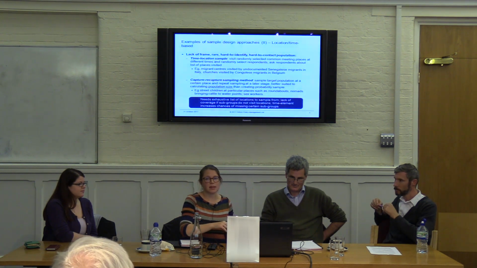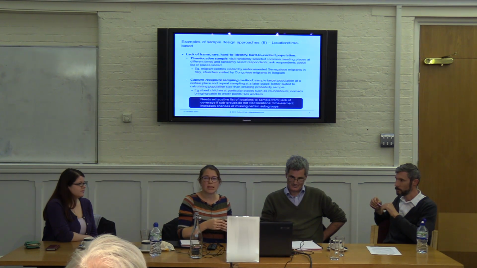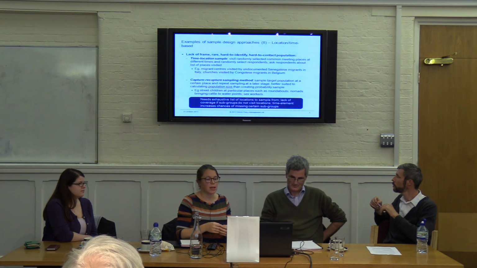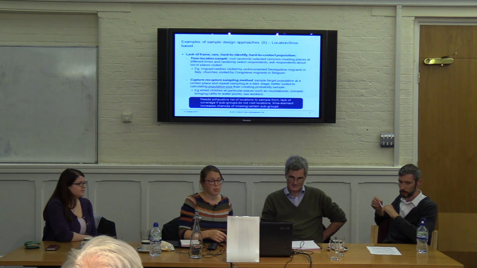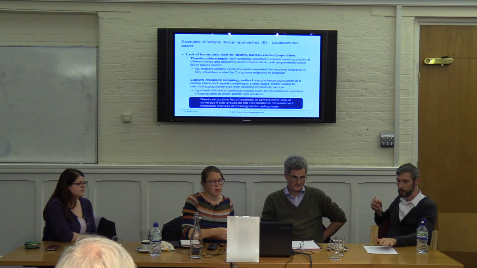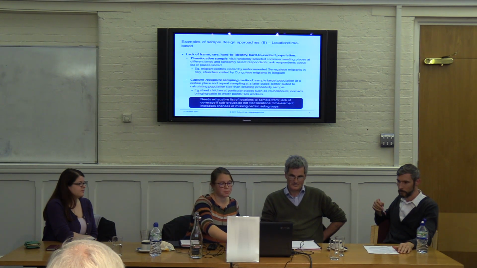So it still needs a lot of information, because it needs a complete list of all the locations people go to. And you might still have big issues with bias if some of the subgroups don't go to those. So you might still exclude certain groups that are particularly interesting and vulnerable from your sample.